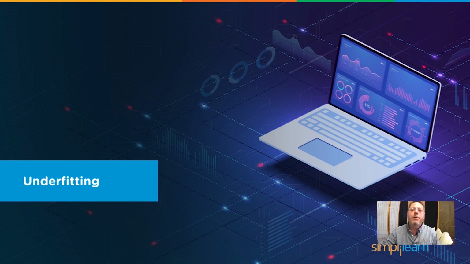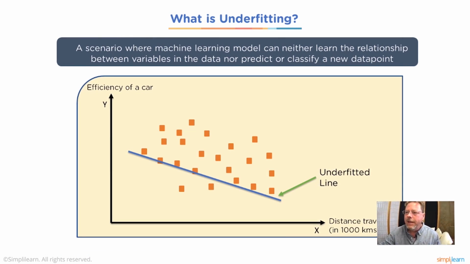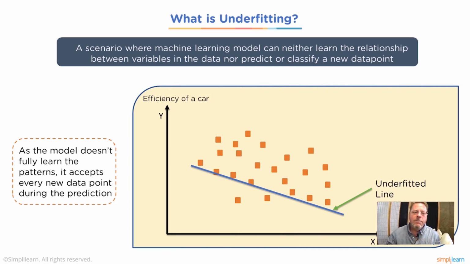So, what is underfitting? A scenario where machine learning models can neither learn the relationship between the data points nor predict or classify a new data point. And you can see here we have the efficiency of our car and our line drawn, and it's just going to be way off for both the training and the predicting data. As the model doesn't fully learn the patterns, it accepts every new data point during the prediction. So instead of looking for a general pattern, we just kind of accept everything.